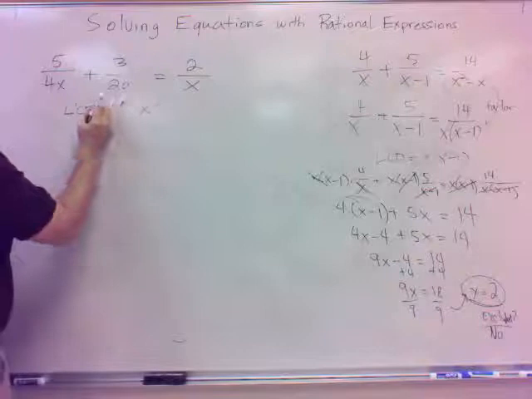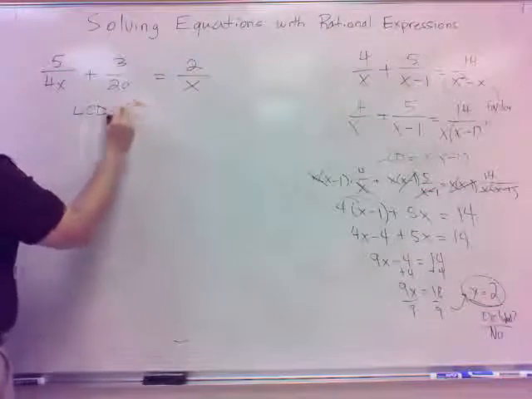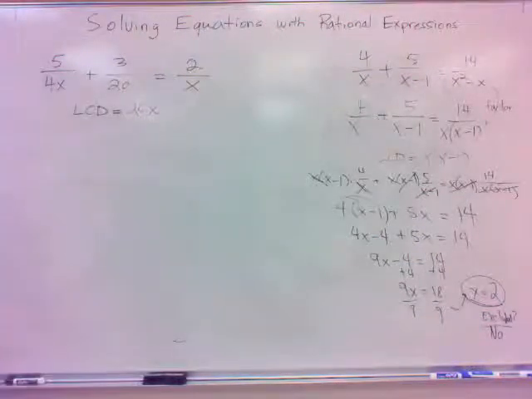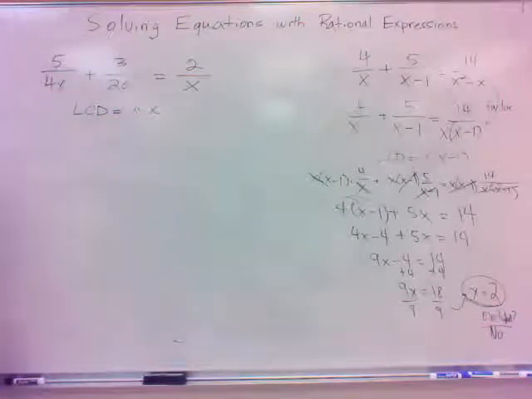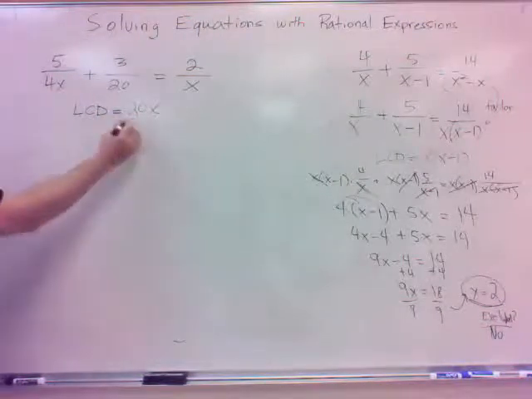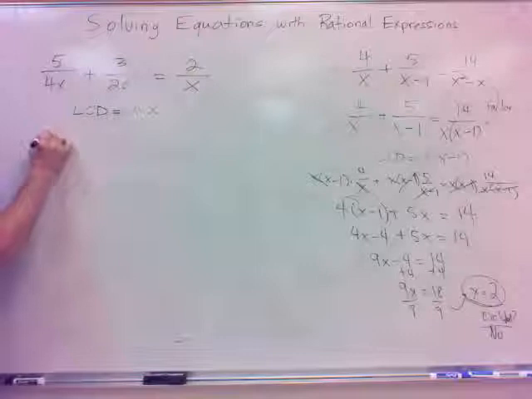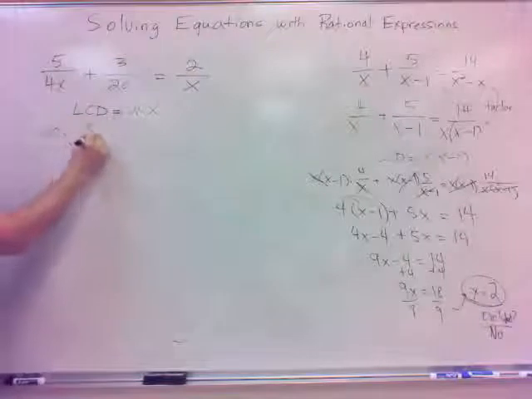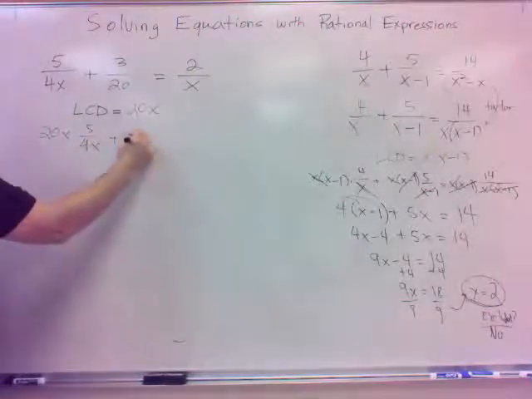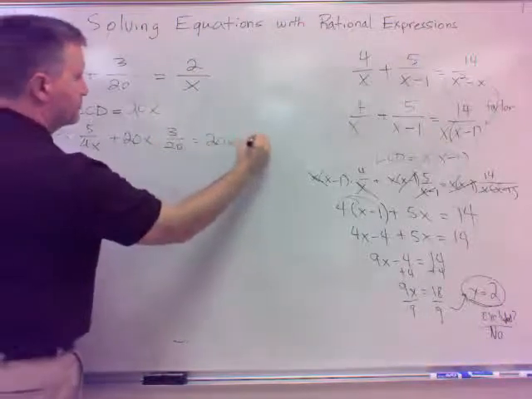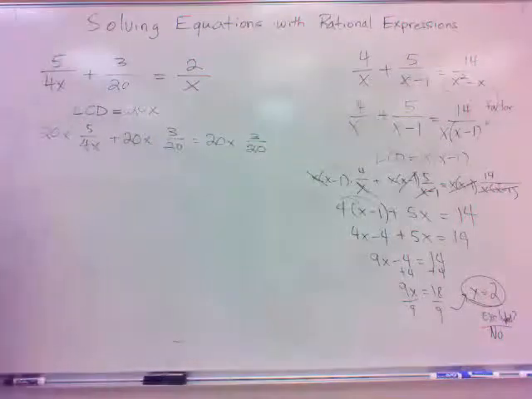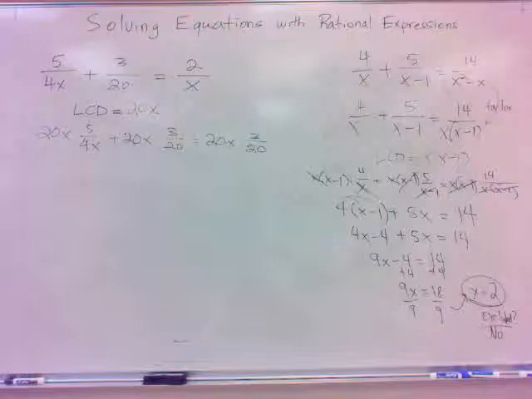So I can say 20. Yeah, 20 is a multiple of 4 and of 20, so let's go with 20 and put it in front of the x. So that's our LCD in this case, 20x. All right, so now what do we do with that? Well, we take that and multiply it by all 3 parts. 20x times all 3 parts.